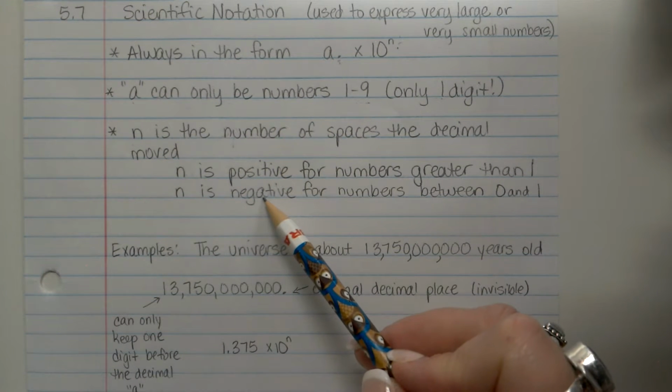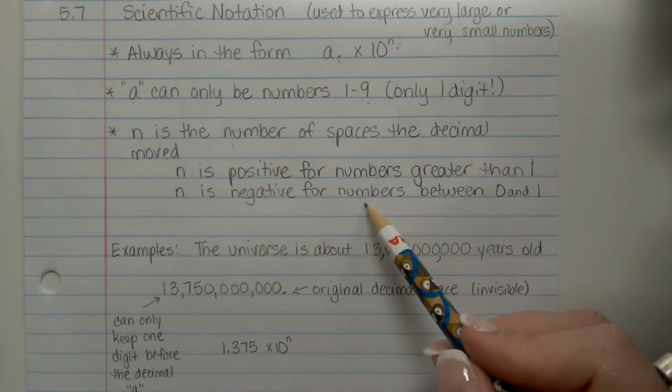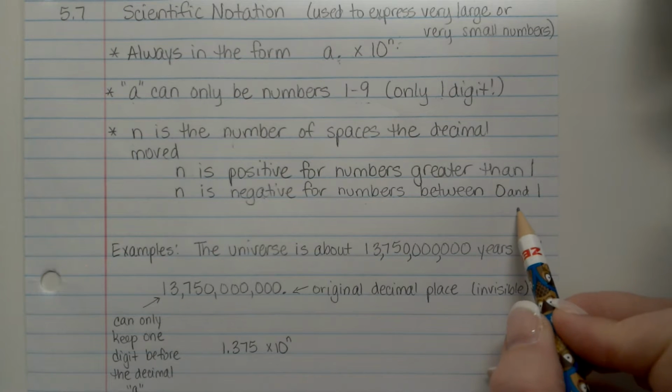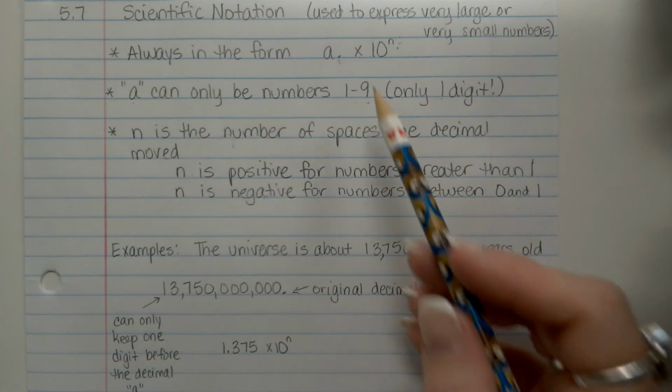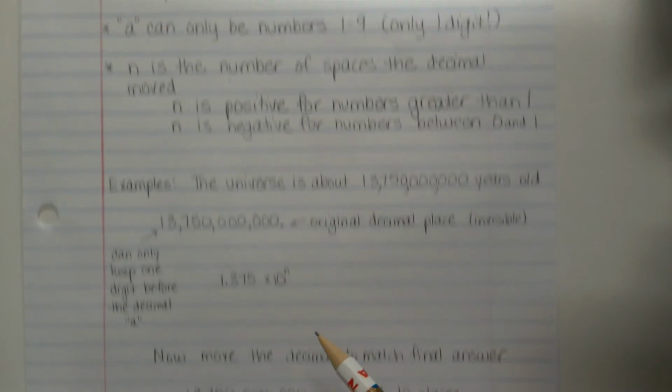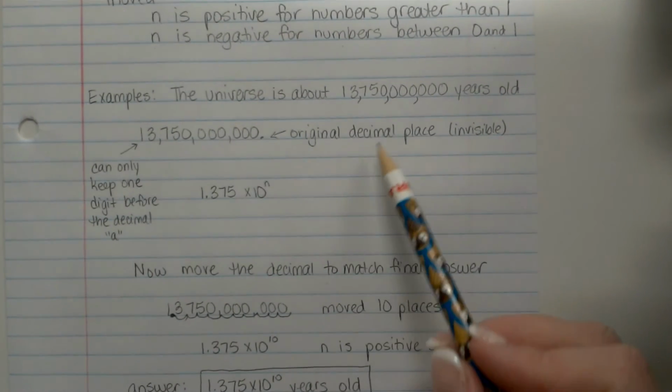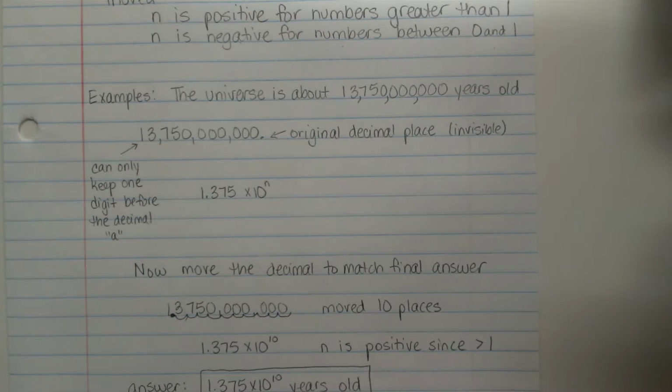However, n is going to be negative if the actual value of the number that you're putting in scientific notation is a fraction. If I won 10 cents in the lottery, it wouldn't be worth the drive to go pick up the 10 cents, okay? So that's a negative thing. So here's some examples. The universe is about 13, let's see, that's 1,000 billion years old, okay?